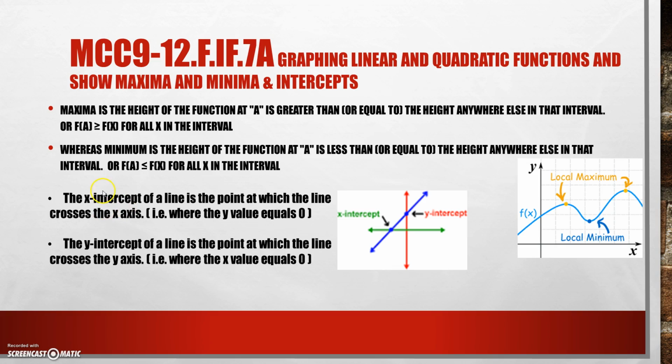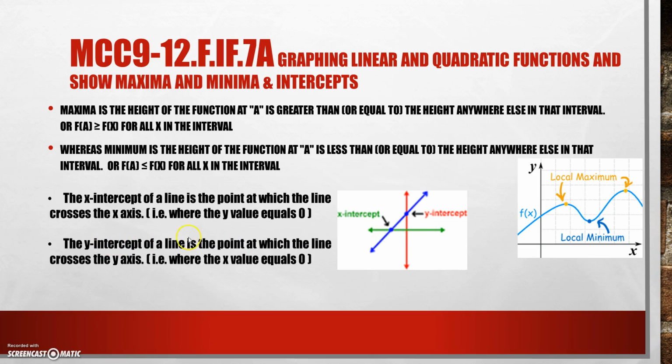And for intercepts, the x-intercept of a line is the point at which the line crosses the x-axis. So right here is an x-intercept. And if you look back at the definition, it says the y value will equal 0. So here's 0, y, yeah, it's going to equal 0.